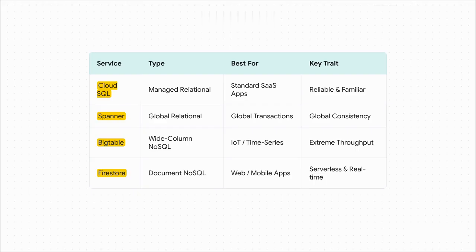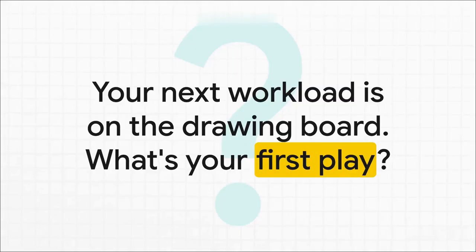Need to go global? You just move down to Spanner for those global transactions. And when the workload shifts to massive data streams like IoT, your answer is Bigtable, built for that extreme throughput. And finally, for that rapid client-side development, you land on Firestore. See how each service has its own perfect niche? That's the blueprint. So as you head into your next architectural design session and that blank whiteboard is staring back at you, the choice should feel a whole lot clearer. That analysis paralysis, gone. Now there's just one question to ask yourself. What's your first play?